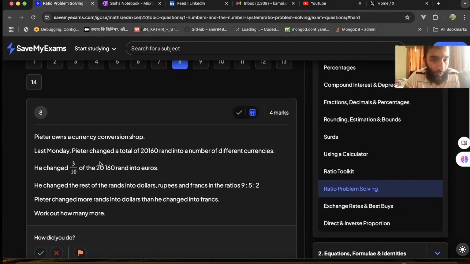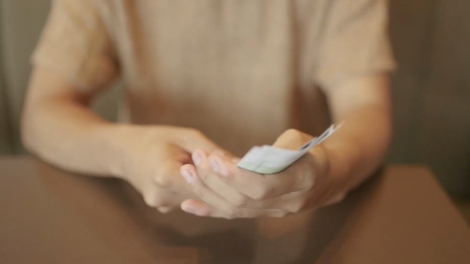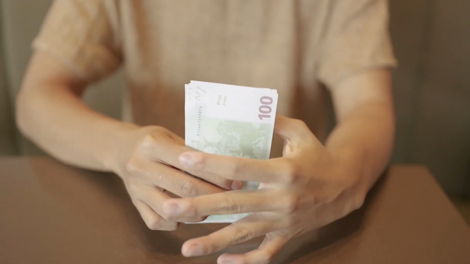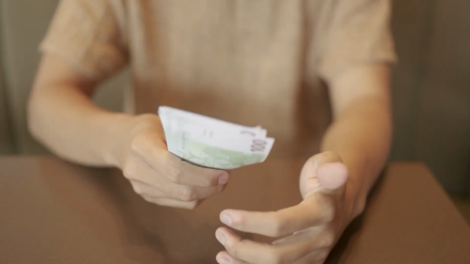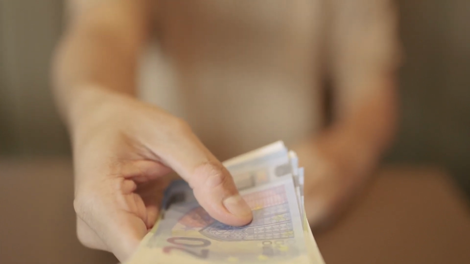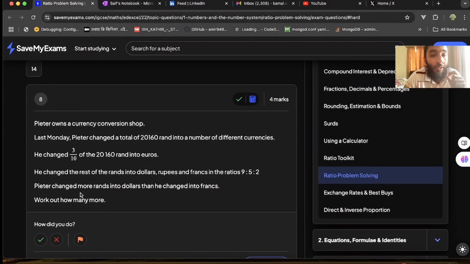So if I read the problem, it says Pieter owns a currency conversion shop. Last Monday, Pieter changed a total of 20,160 rand into a number of different currencies. So he changed 3/10 of 20,160 rand into euros. He changed the rest of the rand into dollars, rupees and francs in the ratios 9:5:2. So Pieter changed more rands into dollars than he changed into francs. So work out how many more.